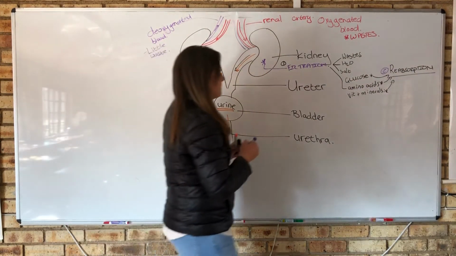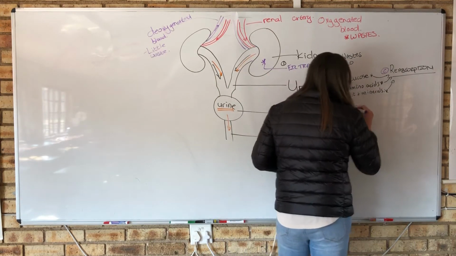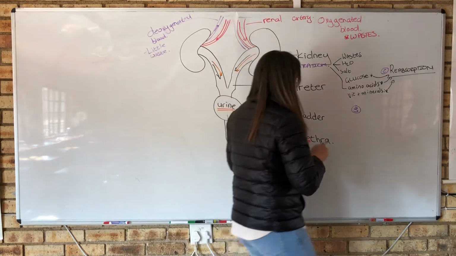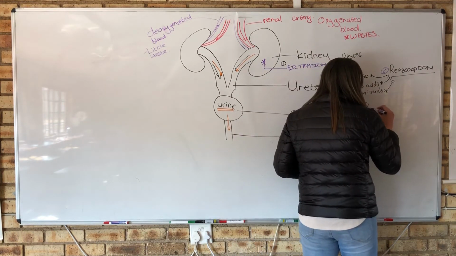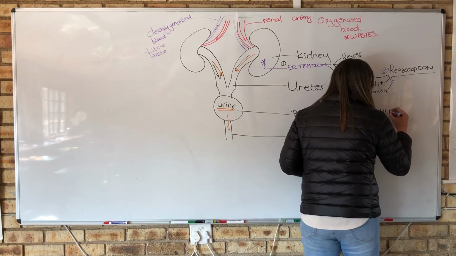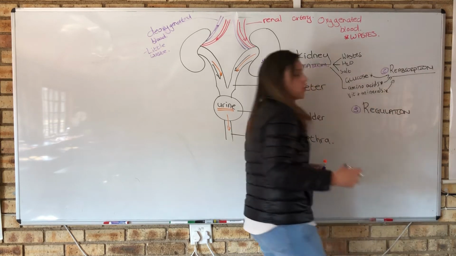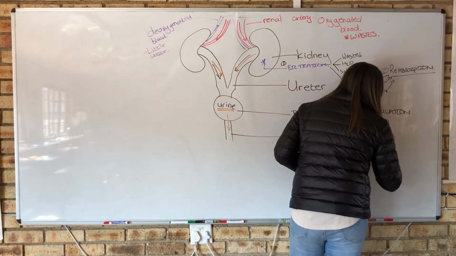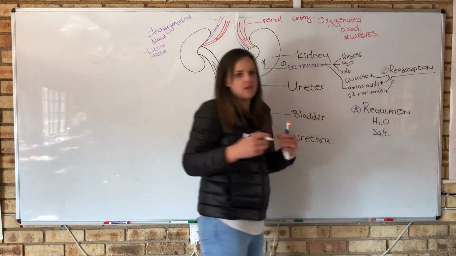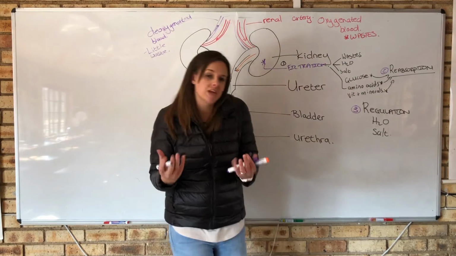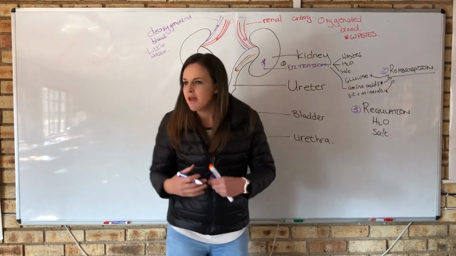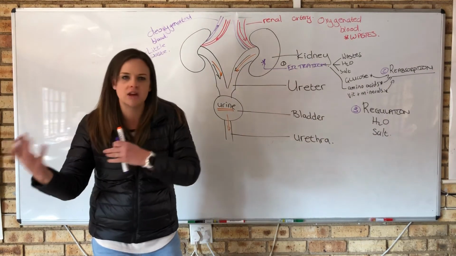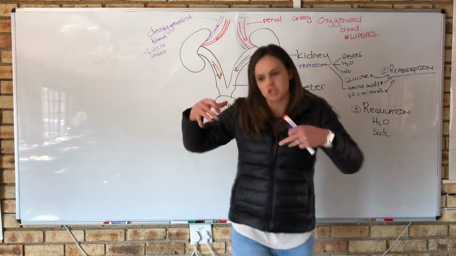That leads us to step number 3. During step number 3, we have regulation. The kidney is responsible for regulating water and salt. Okay? Water and salt. Basically, if you lose too much water, your body wants to keep some of that water so that you don't lose it in the urine. If you don't have enough salts, it wants to regulate. It's kind of saying, okay, well, we don't have enough, we need to keep some, or we've got too much, let's get rid of it.